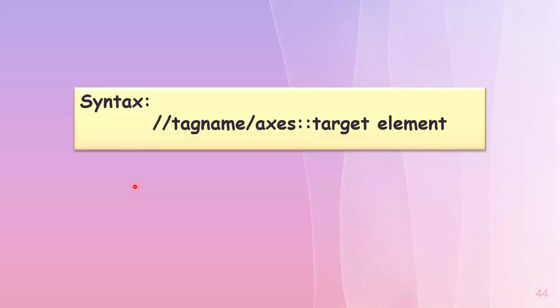So let's see the syntax. These are the two slashes that are always present in the XPath. We will write the tag name, then a single slash, then the axis, that is child, parent, ancestor or anything. And there is an operator that is specially used over here, that is the scope operator, these two colons, and then we will write the target element that we want to specify.